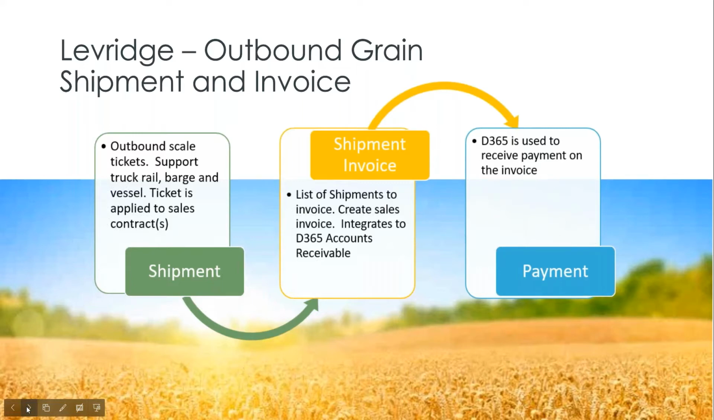The system will present you a list of shipments to invoice. You simply select the outbound shipments and create the invoice, and at that point too, D365 handles it and takes it into its accounts receivable. It's a seamless integration. You don't even know it. It's all handled in D365. And that's what we use to take the payment for the invoice when the customer sends us payment, whether it's EFT or check or any other method.